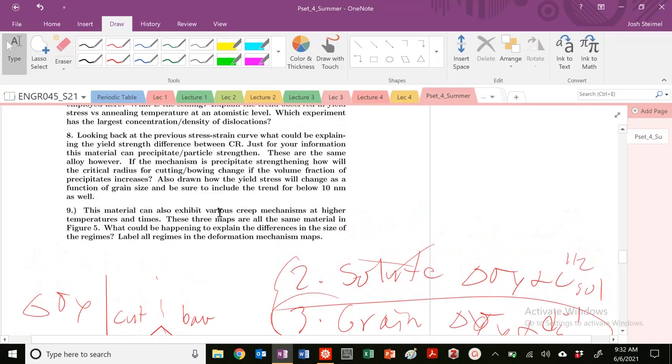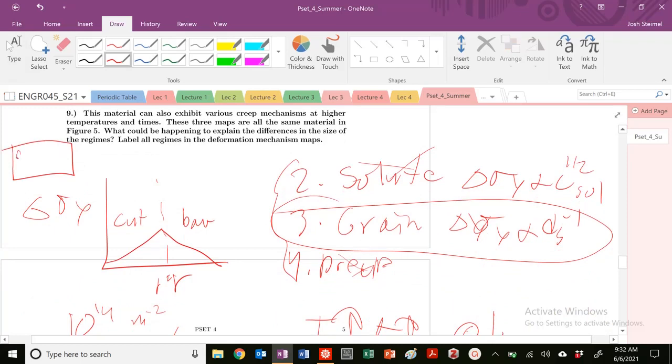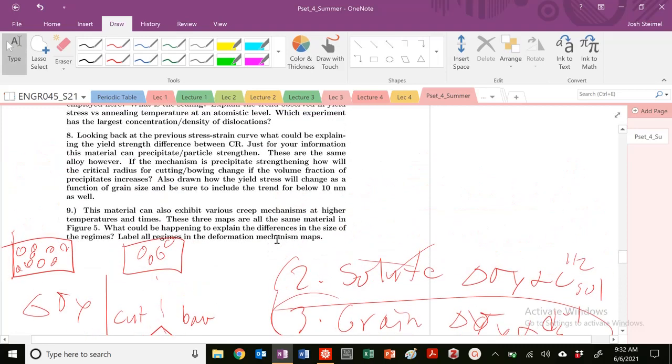All right. For the mechanism of cutting and bowing, if the volume fraction of the precipitate increases, also draw how it changes. As we saw in class, if I increase the number of particles, this critical radius is going to shift to the left. Why? Compared to a line with only a couple of particles, cutting now means I have to create way more surface area because there are more precipitates. So I'm going to shift over here. I want to cut even smaller particles because I don't want to create that surface area.